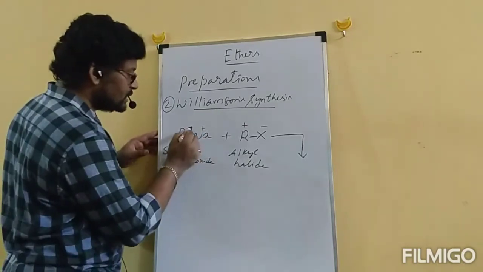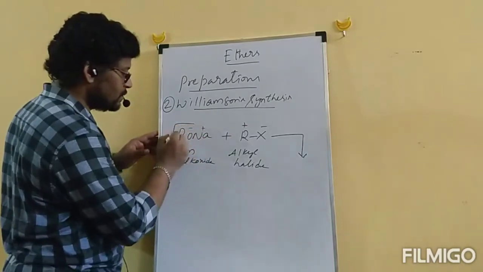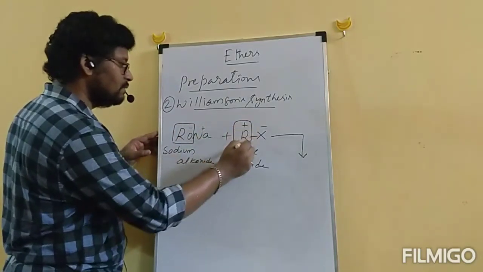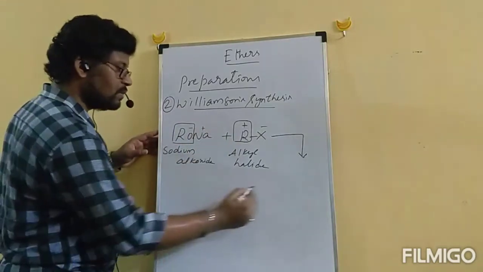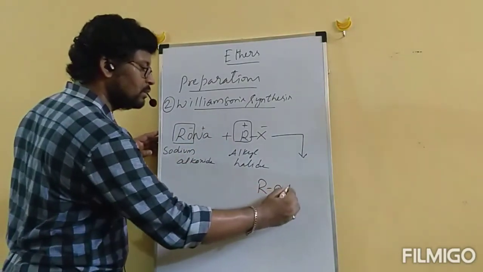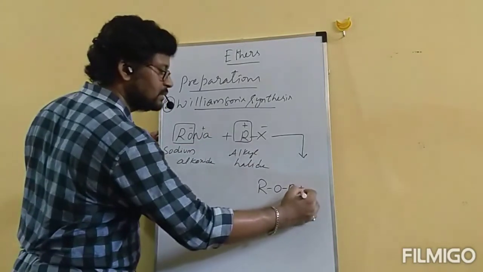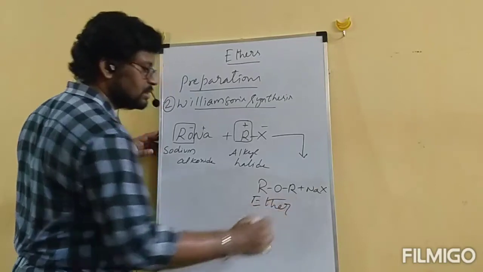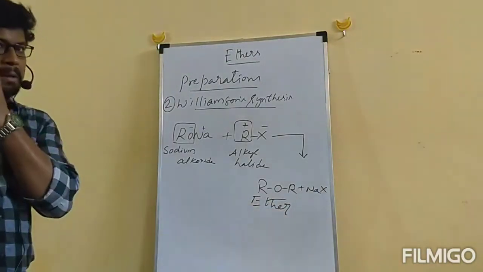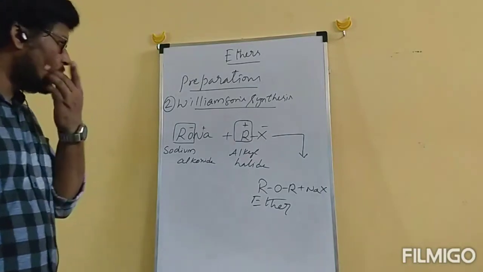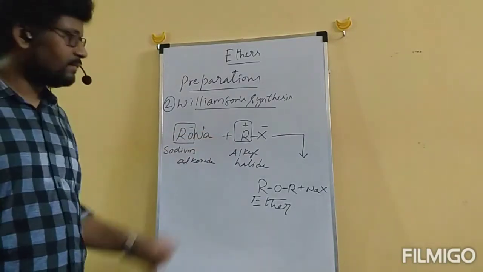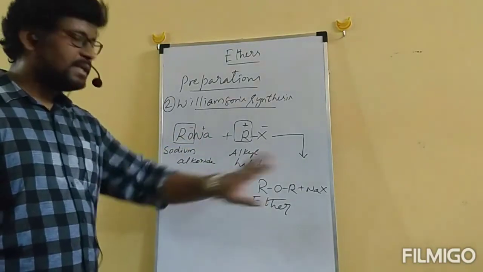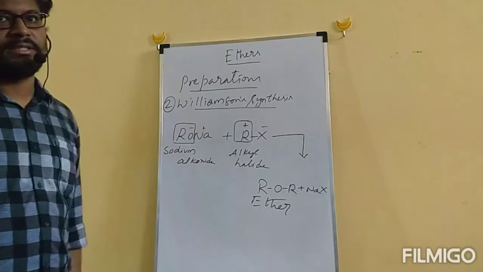Now this RO minus and this R plus will combine as ROR plus NaX, which is called an ether. This is called Williamson synthesis. RONa plus RX, both react to form ether plus NaX. This is called Williamson synthesis.